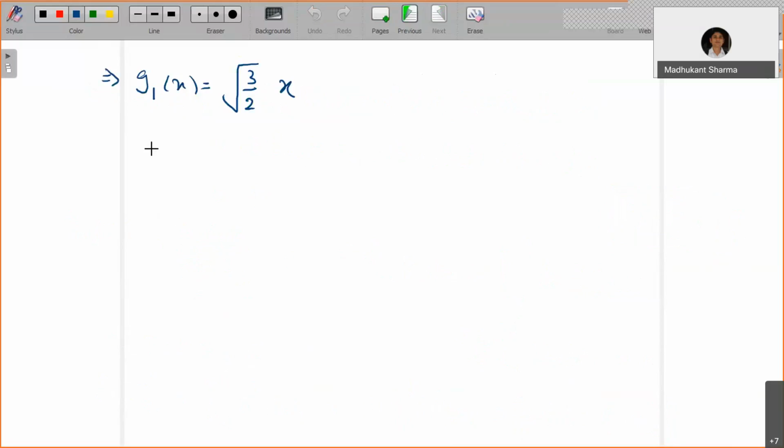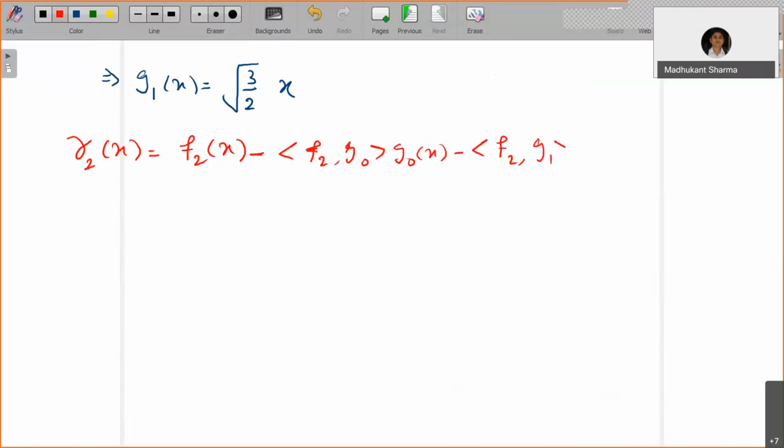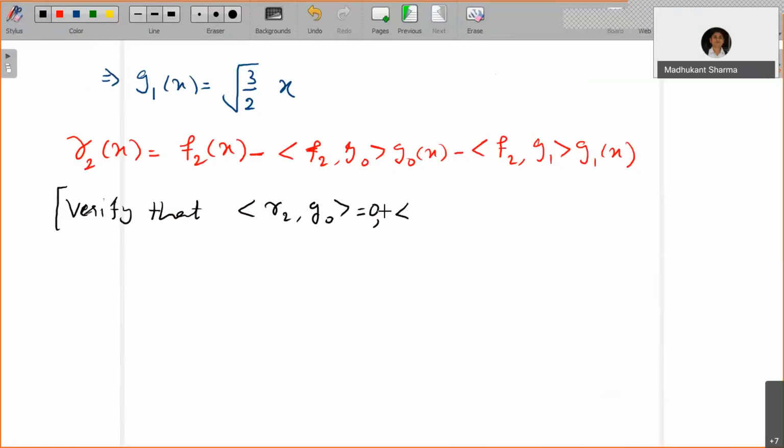Okay, right. Now we are in a position to get G2. For finding G2, you are going to define R2. That is going to be F2 of x minus its component in the direction of G0 as well as in the direction of G1. So minus F2 comma G0 of x, minus F2 comma G1 of x. Now I leave it to you to verify that R2 comma G0 equals 0 and R2 comma G1 is also equal to 0. You use similar scalar properties, the properties of inner product space.